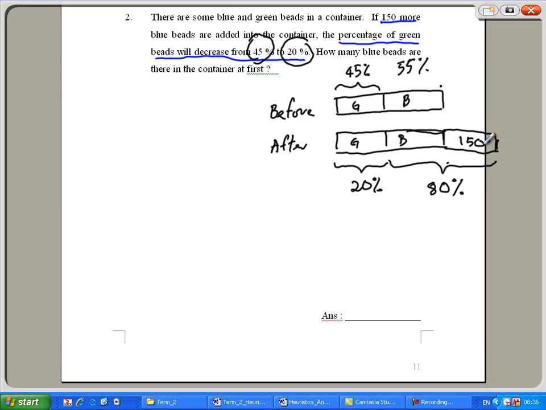How do we do that? The blue beads increase from 55% to 80%. So the percentage increase is 80% minus 55%. That gives us 25%. 25% is actually the 150 beads that were added. So 25% is 150 beads.